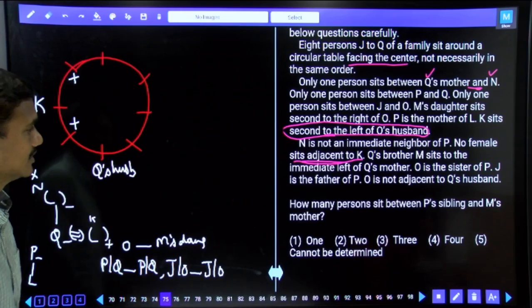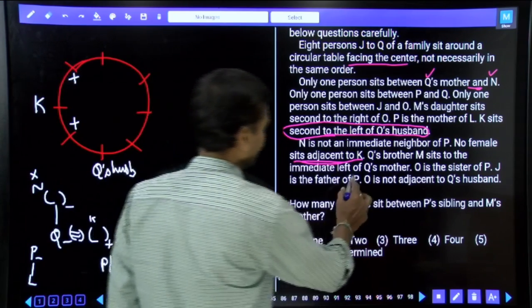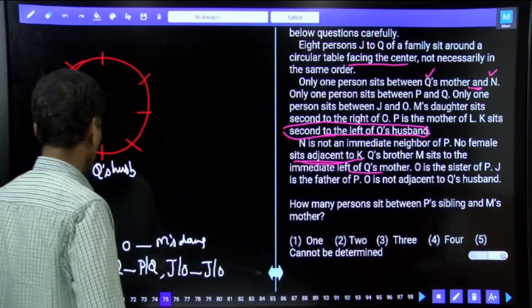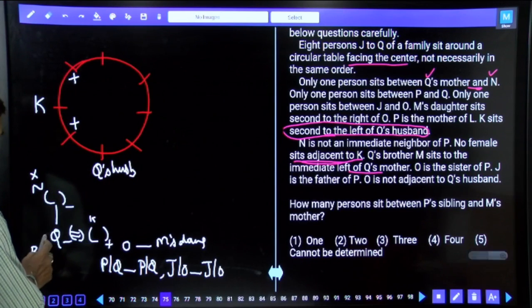Fine. Now, Q's brother M sits to the immediate left of Q's mother. Now, who is Q's? Q is having a brother as well.